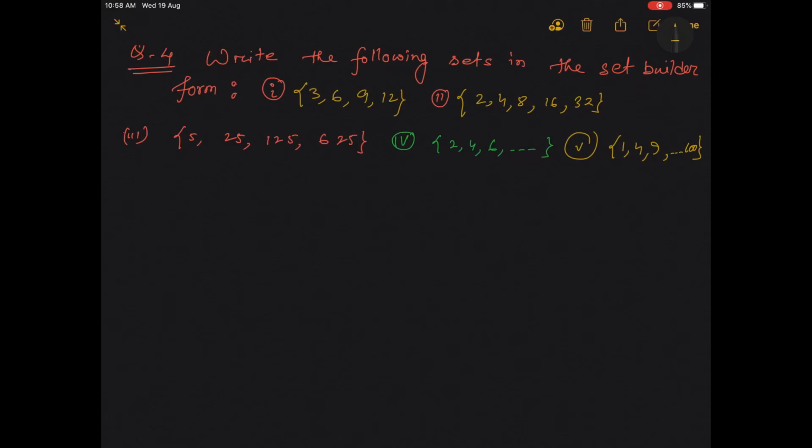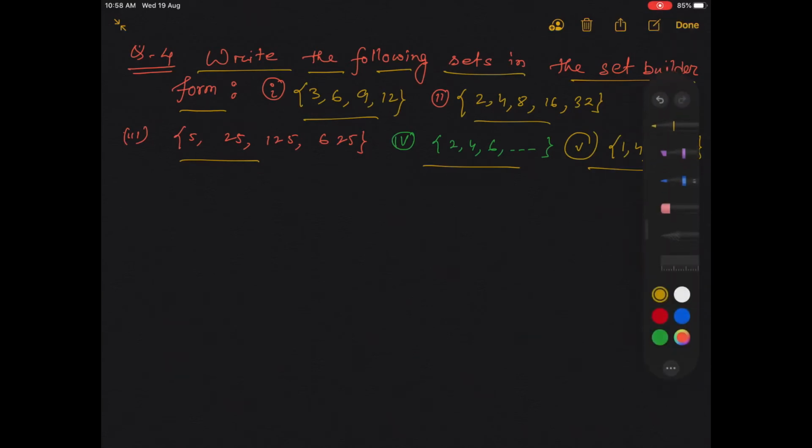This is question number 4. Write the following sets in set builder form. There are some sets here, and they are now in roster form. We have to write these sets in set builder form.